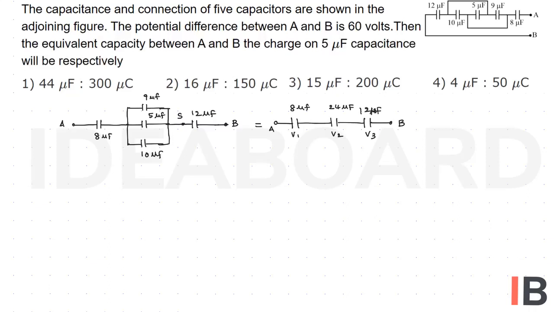Now here, if you take the effective capacity, 1 by CAB is equal to their series combination: 1 by 8 plus 1 by 24 plus 1 by 12, which is equal to 6 by 24, that is 1 by 4. So effective capacity between A and B is equal to 4 microfarad.